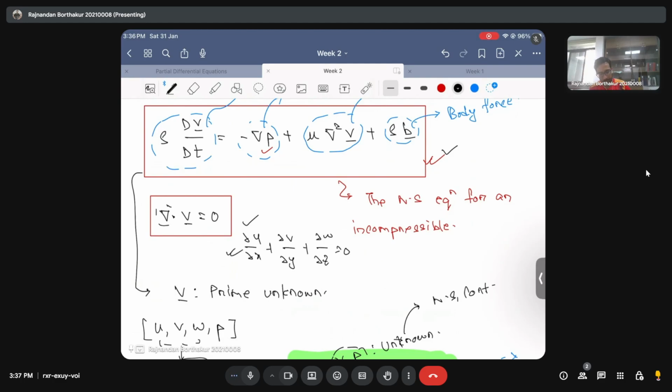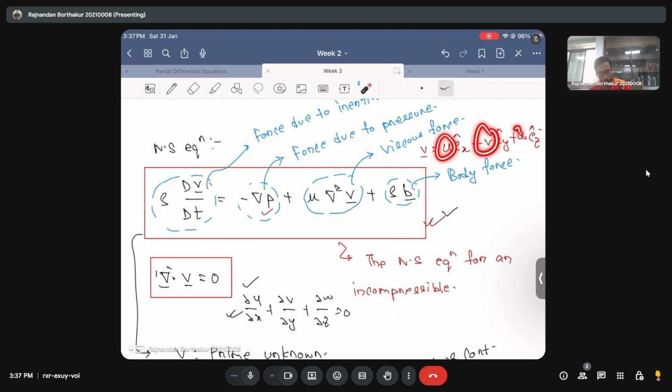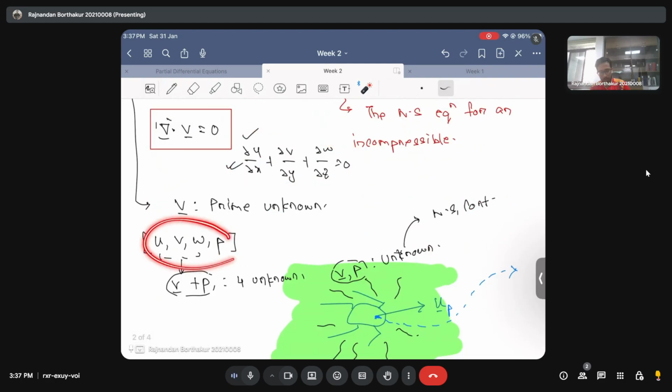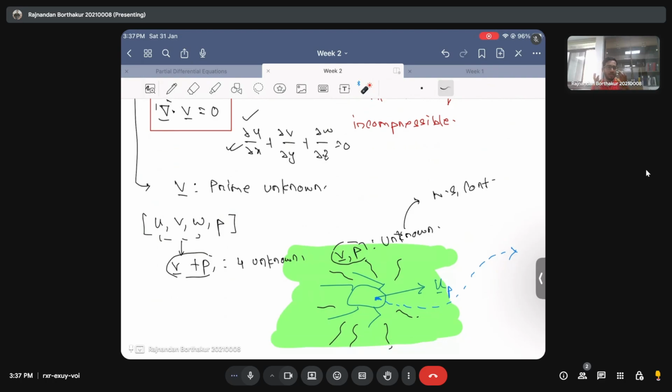So in principle, the three component-wise Navier-Stokes equations and the continuity equation are sufficient to give you the four unknowns: the x, y, and z components of the velocity field and the pressure. That is what we are going to calculate going forward in this session and many of the coming sessions. I believe this is clear to you. This should at least be the motivation for why we are so interested in solving the Navier-Stokes equation.